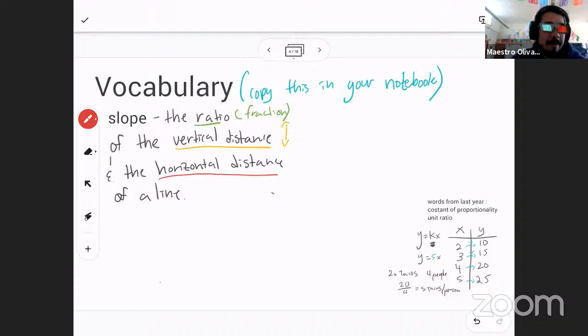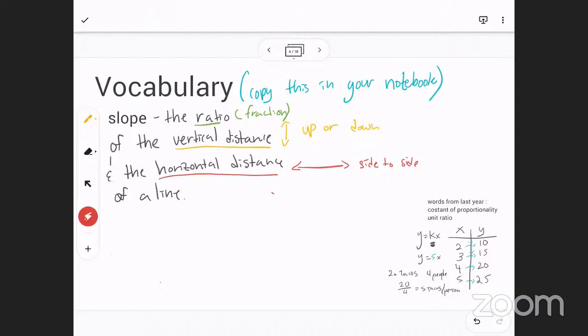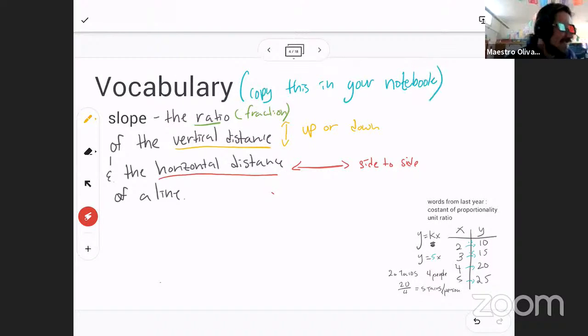What about horizontal? Is that up, down also? Or is it left, right? Leslie, I really like your language. Side to side. Yeah, side to side. Hold up. What does it say right here? Hold on. Copy this in your notebook. Yes, we're copying this down. Thank you for asking, by the way. So the ratio is just a fraction of the vertical distance and the horizontal distance of a line. So it looks like all we're doing is just writing fractions.